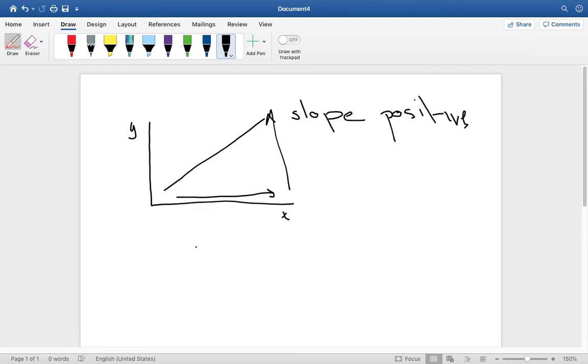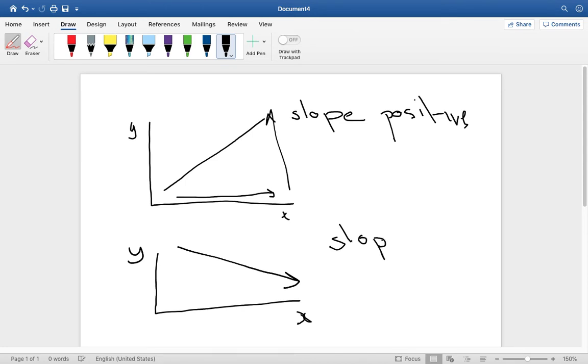Another example that you may end up with is that your slope may be negative. Okay, so it's just negative. So it slopes downwards, so as your independent variable increases, the other one decreases, it comes down.